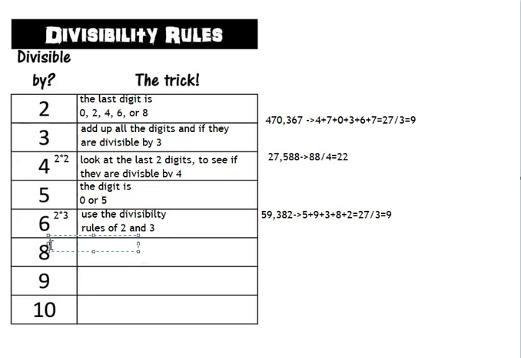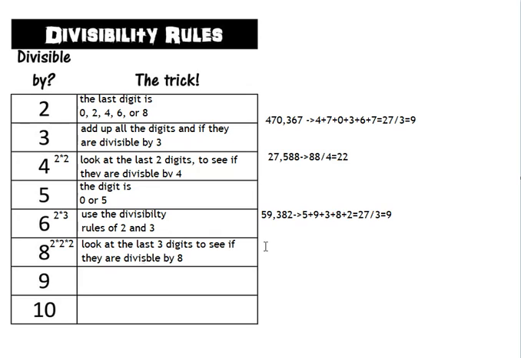Now, for number 8, let's see. 8 is 2 times 2 times 2. So you're going to use something with the divisibility rule of 2 and the divisibility rule of 4, or 3 times the divisibility rule of 2. So this one is you look at the last 3 digits to see if they are divisible by 8. Okay, so look at the last 3 digits to see if they are divisible by 8.